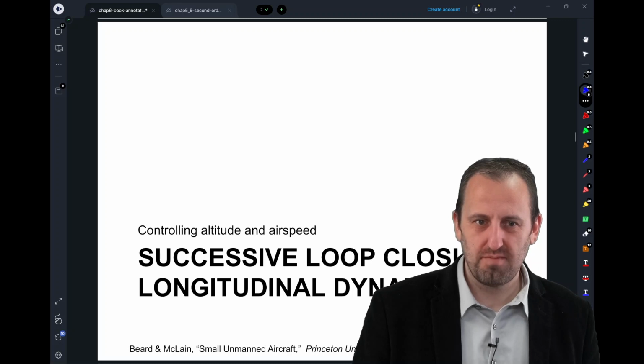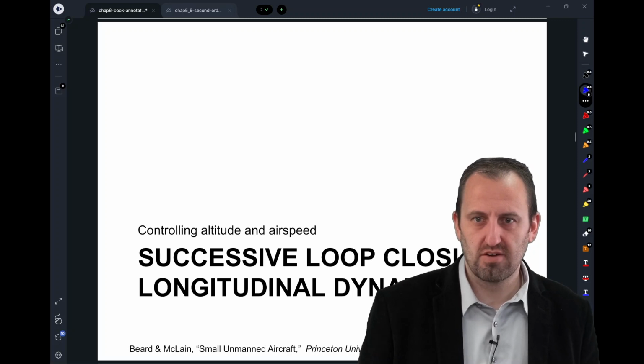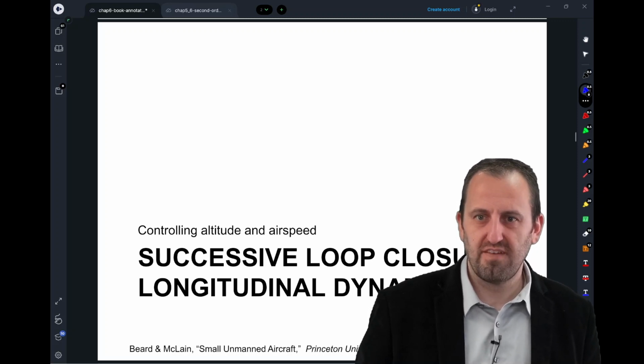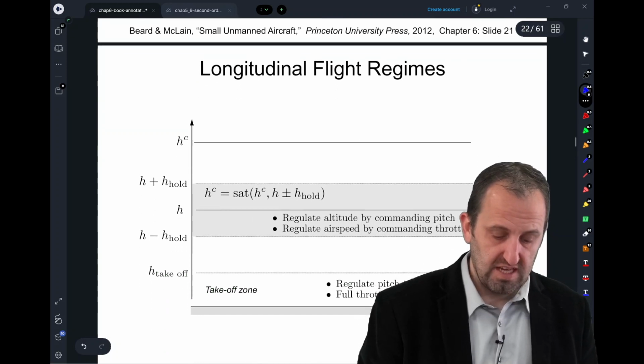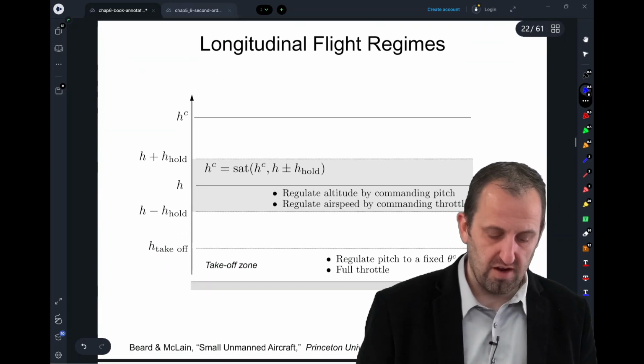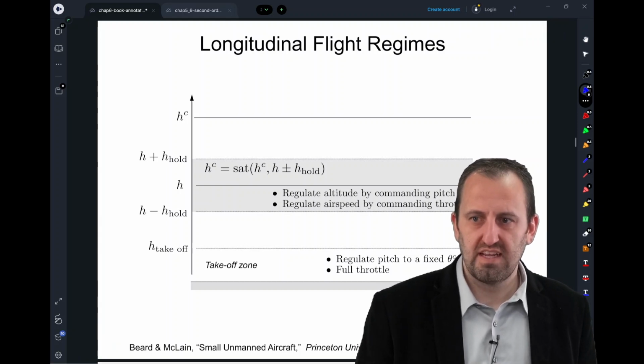In this video, we're going to be talking about successive loop closure for our longitudinal dynamics. And this will allow us to control altitude and airspeed. We'll be able to go through this a little bit quicker than the lateral dynamics or lateral control because it's very, very similar.